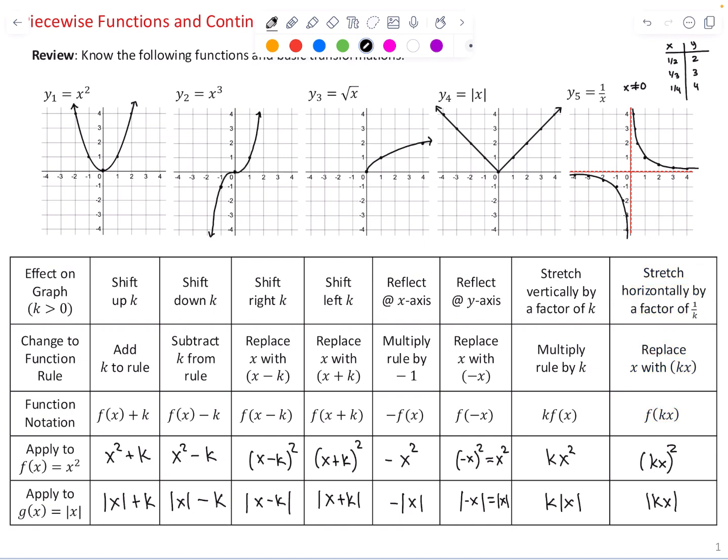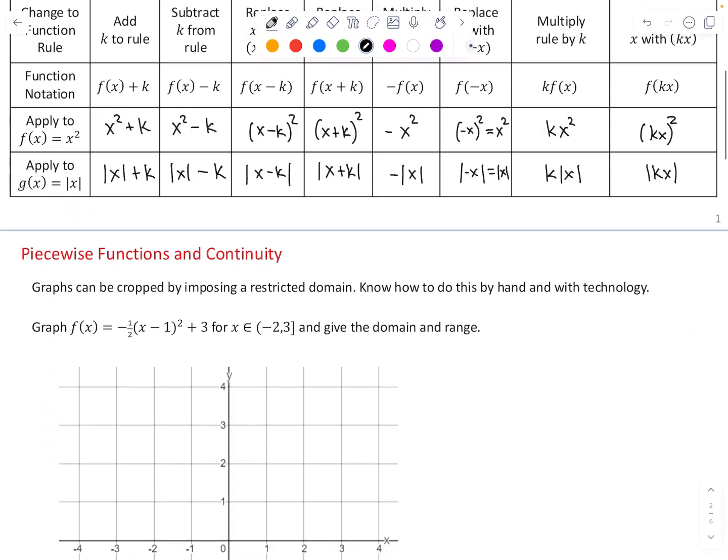If you need further review of these ideas, you will need to find supplemental materials to review this in more detail. I also recommend you experiment with these transformations using technology to become comfortable with these kinds of transformations. But this lesson will move on.